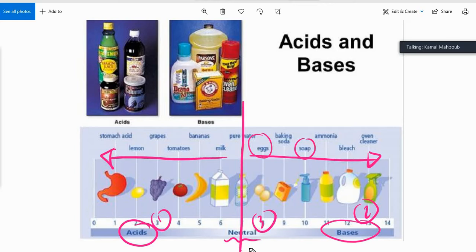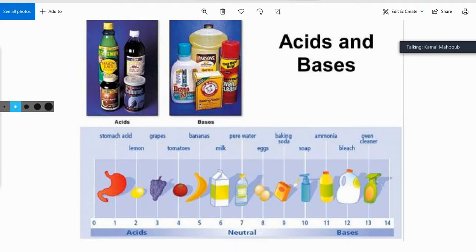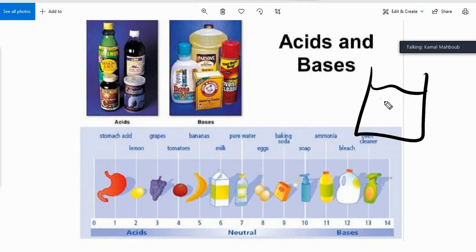Now the big question is, how can we know if something is acid or base? Suppose that here we have a liquid, and I don't know what this liquid is. Is it acid or base, or what is it? I could test it, but sometimes it is dangerous, because maybe it will be a strong acid and maybe it will kill you if you test it. So don't test any material you don't know.